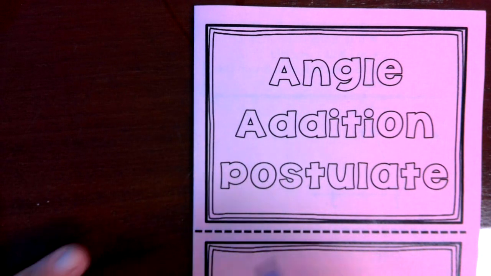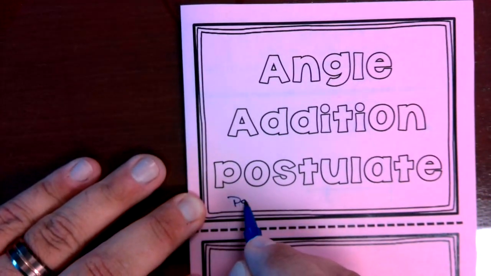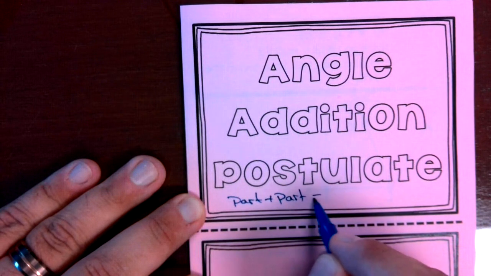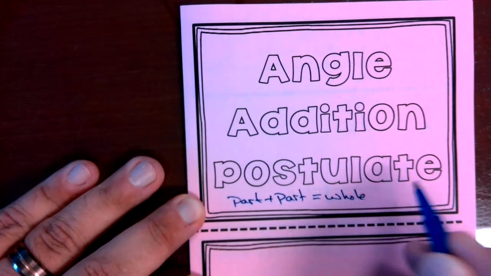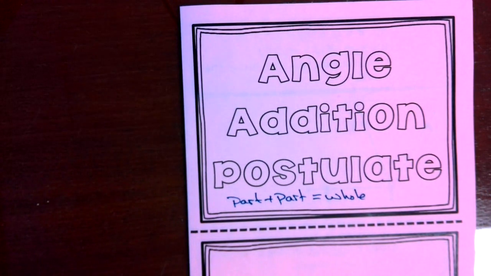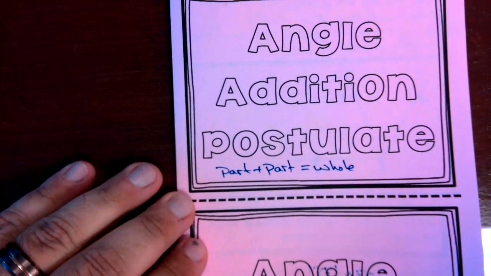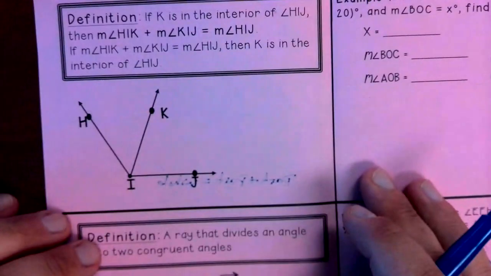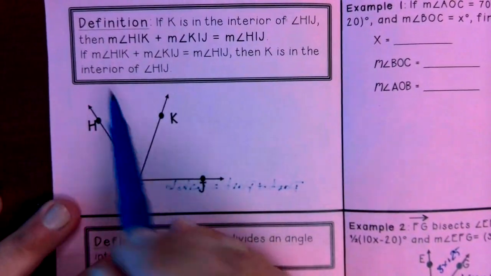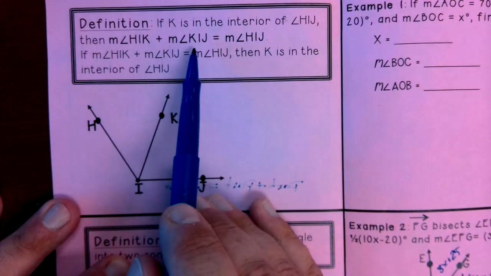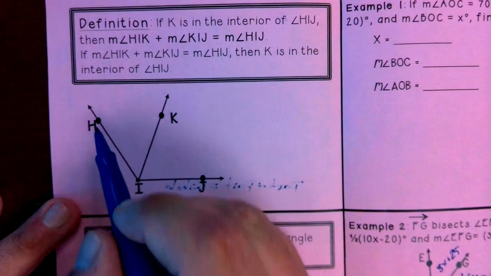Angle addition is also part plus part equals the whole. And it's the same thing. The only difference is what the picture looks like. So when we take a look at our picture here, it says the measure of HIK plus the measure of KIJ equals the measure of HIJ.